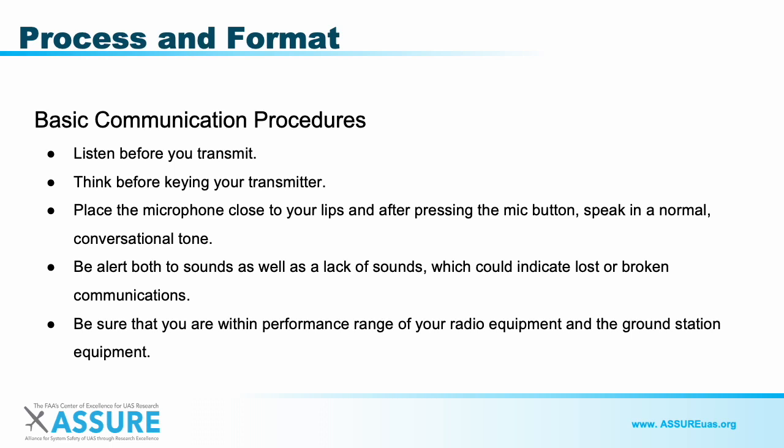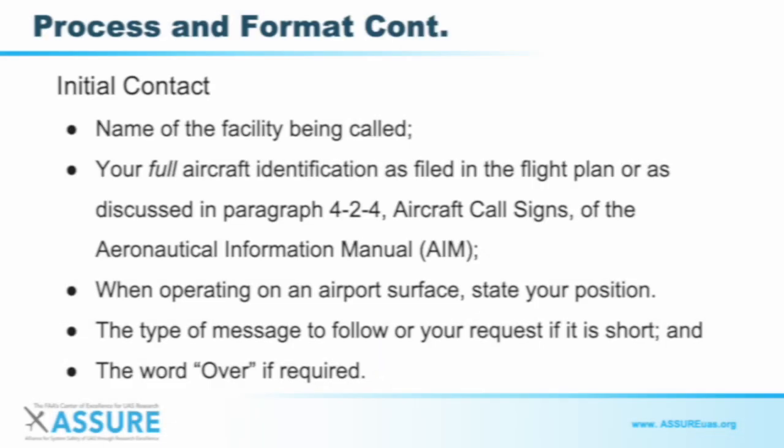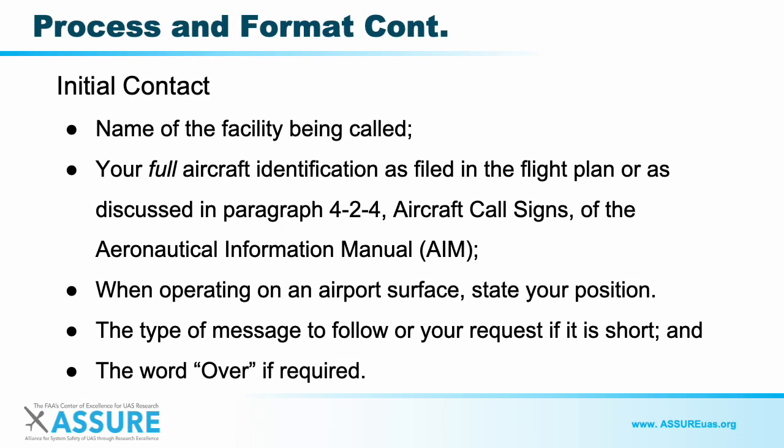Even when operating a drone, there may come a time when you are required to maintain radio communication with air traffic control. When making an initial contact with an air traffic control facility, there is a proper format of communication. State the name of the facility being called, followed by your full aircraft identification as filed in the flight plan or as discussed in paragraph 424 called Aircraft Call Signs in the Aeronautical Information Manual.